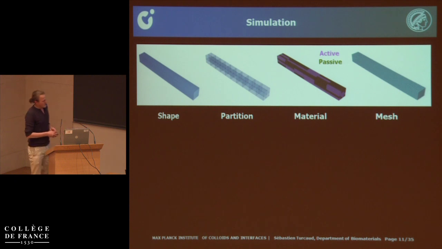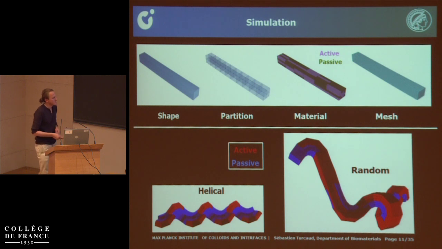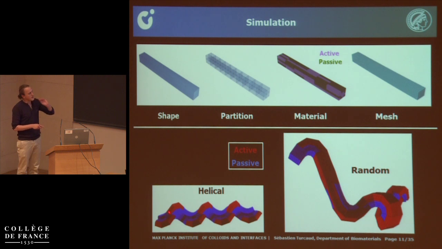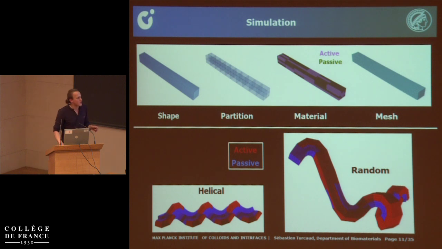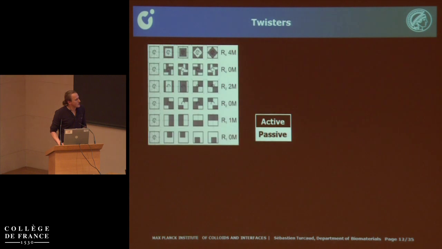So I wrote an algorithm that enables us to explore the space of shape changes. For example, using a simple square cross section and cutting it in a couple of domains, assigning some materials with different assignment algorithms to it, meshing it, and just using finite element, looking at the deformation. Here in red, we have the active parts that, in the case of a helicoidal arrangement, as I showed before, do this helix. And if you do something random, well, you get random in the end. So this is maybe not so surprising, but it shows you that you have freedom of doing different shape changes.